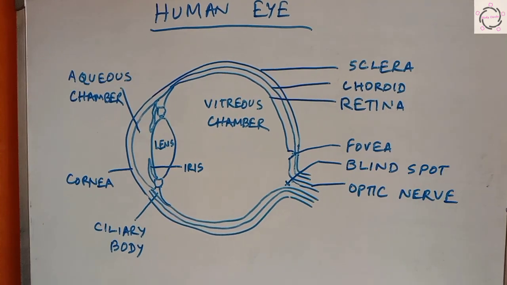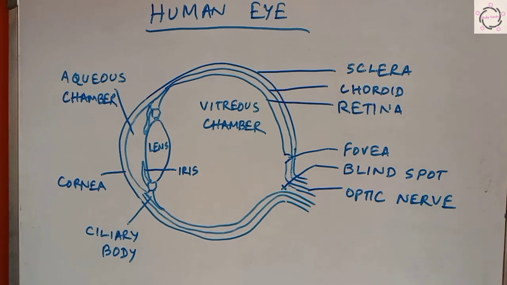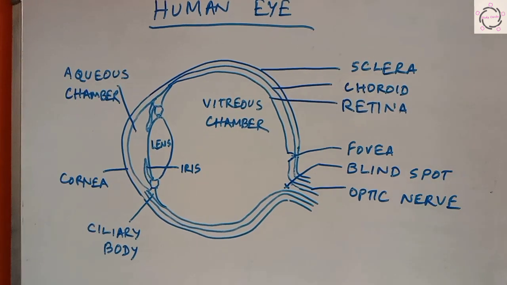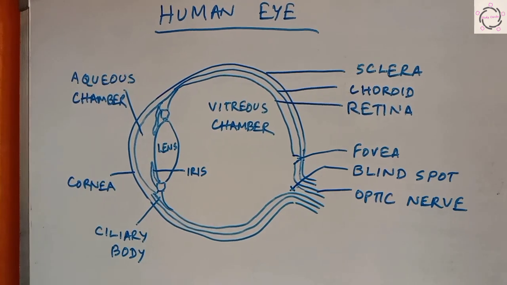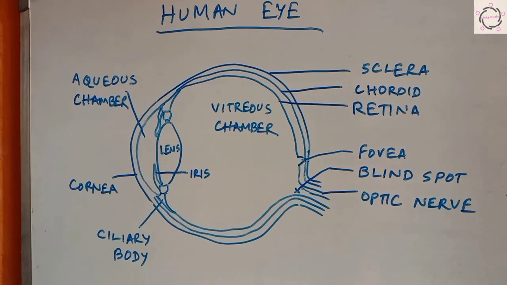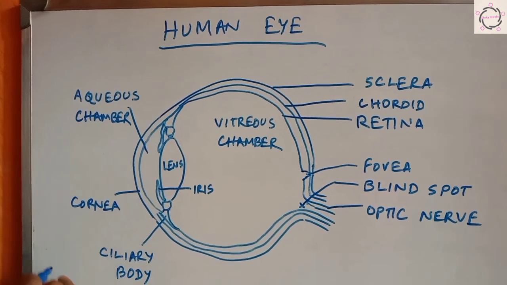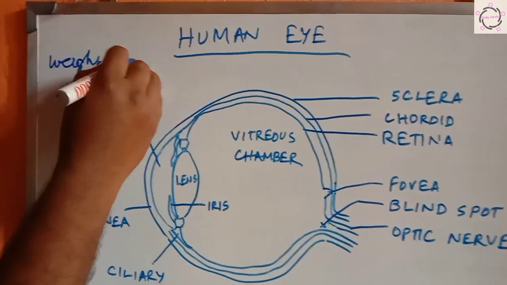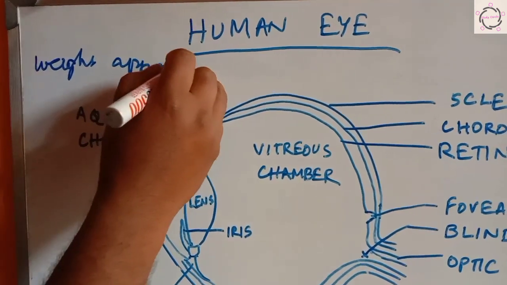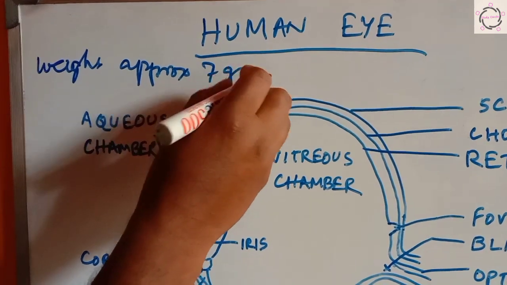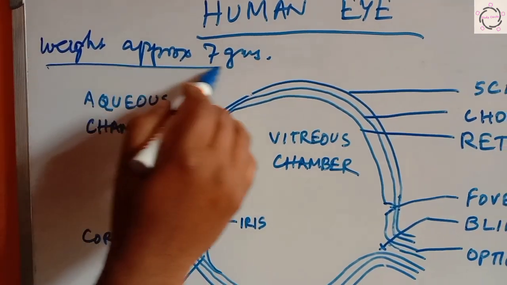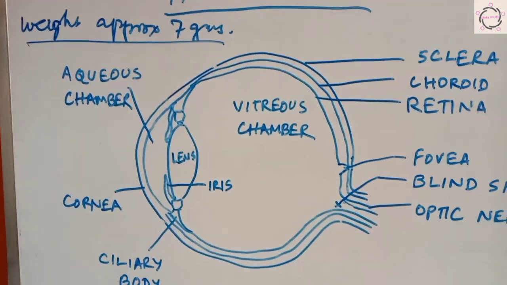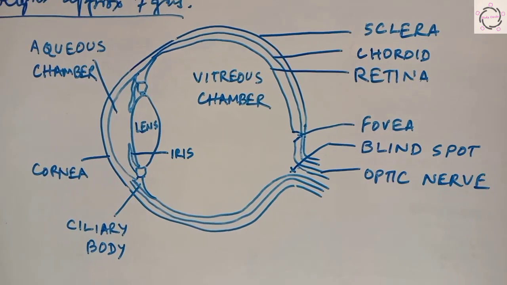So first of all, a human eye, you should know, we have two eyes, so each eye weighs roughly 7 grams. It weighs approx 7 grams. Now, the diagram that I have drawn, the structure of an eye.